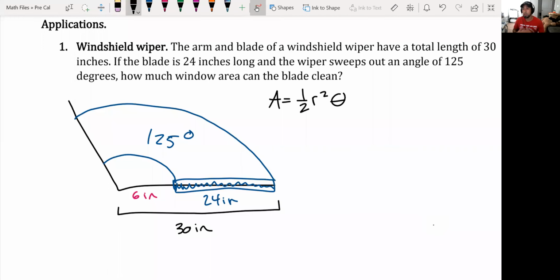Okay. So to see the total area that the blade can clean, you need to take the area that the blade touches and the area that the arm does not touch and subtract the two. That's it. But first, we see that we are given an angle in degrees. And if you're going to use the area of a sector, you must convert it to radians.